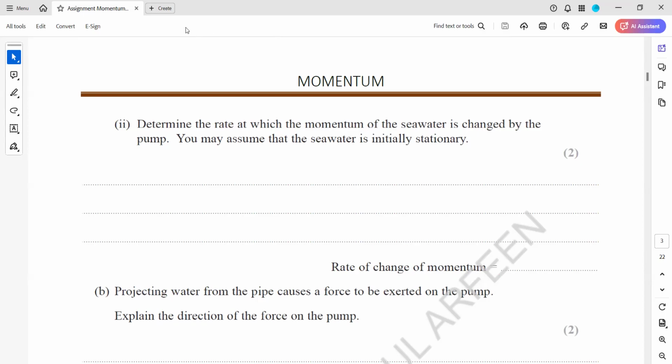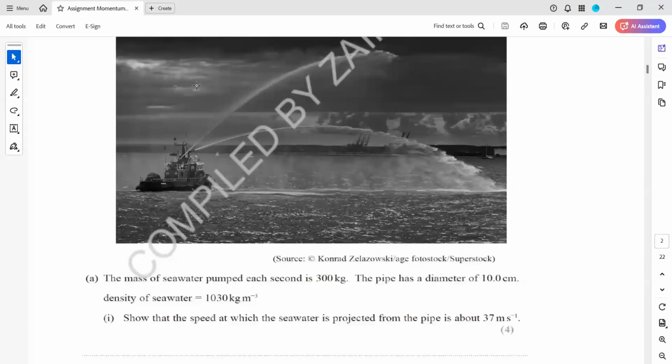So what will be the direction of the force on the pump? The water is projected having a force in this direction. What will be the direction of the force? It will be in the opposite direction. Like if water is projected at a, the direction of the force is opposite. The force on the pump will be opposite to the direction of the motion of the water. And you will mention, according to Newton's third law, it will be a pair force.